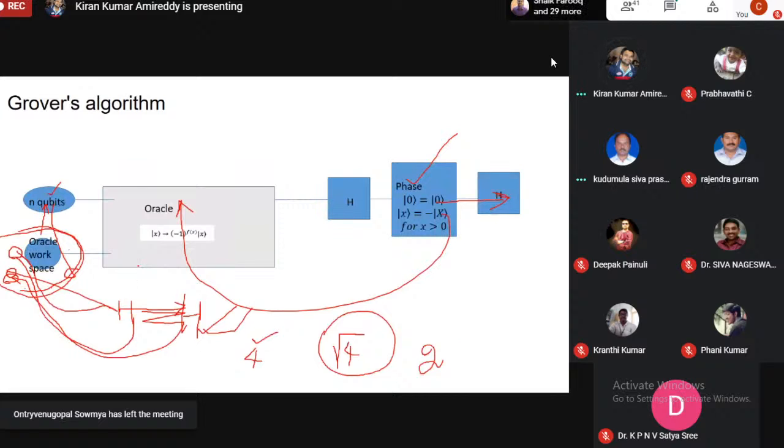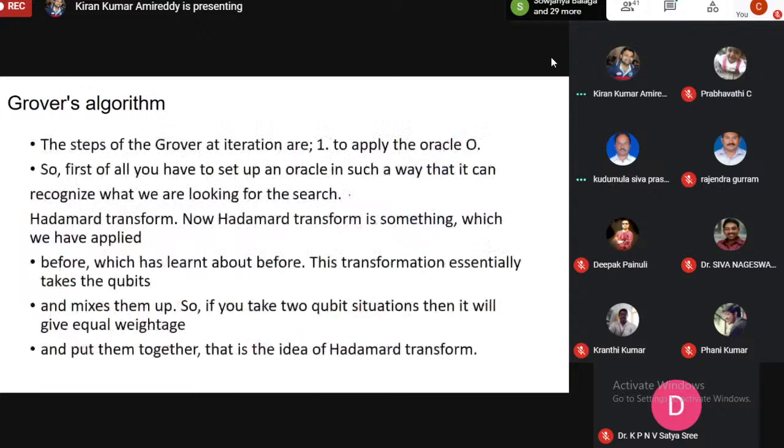Since we are operating in this way, instead of checking in a systematic manner, it will just take the value which is assigned to this. You can see here the steps of Grover's algorithm. First, apply the oracle function, set up such that it can recognize what we are looking for in the search. Then the Hadamard transform.